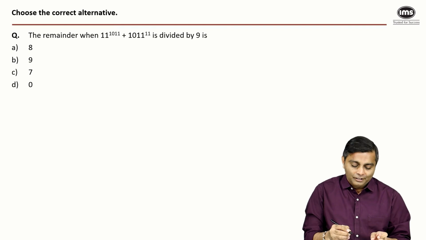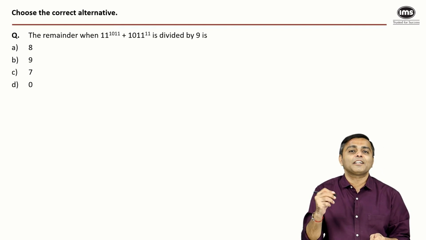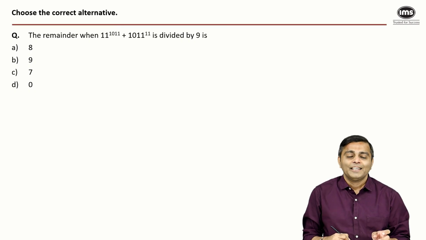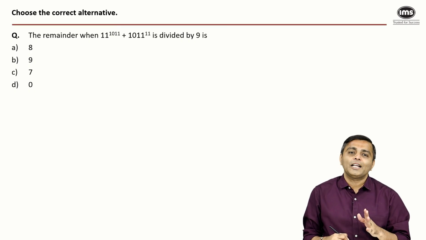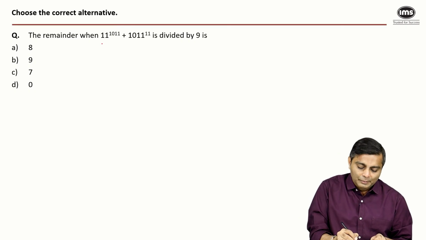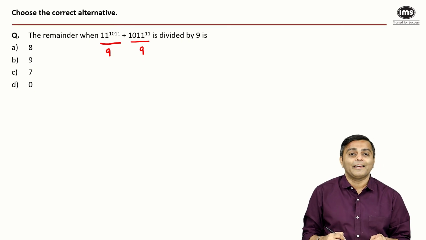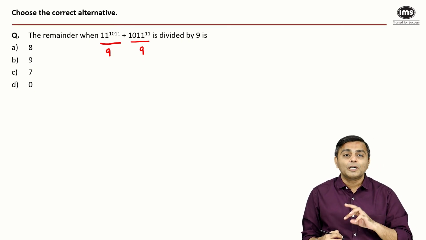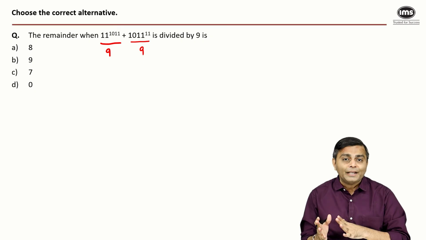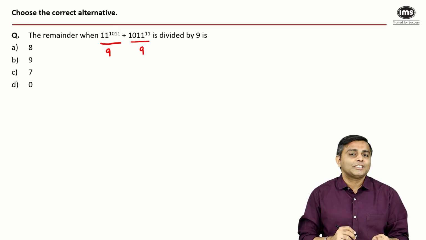So they've asked the remainder when 11 raised to 1011 plus 1011 raised to 11 is divided by 9. First and foremost, you should know that remainders are additive, which means the final answer to this question will be the remainder of this term divided by 9 plus the remainder of the other term divided by 9. So if we find the remainders of these two independently and add, we will get our answer. That's the first thing you need to know.